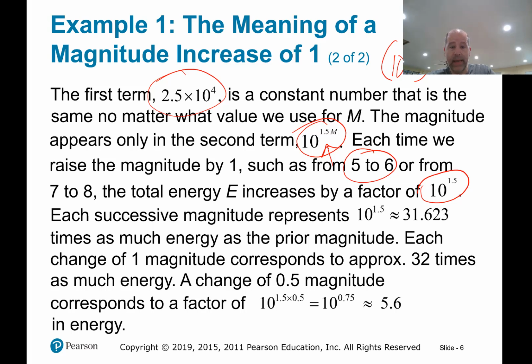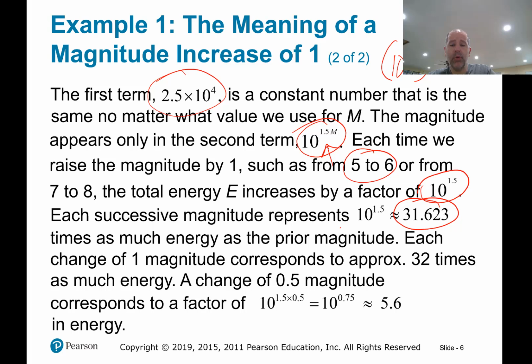Now, the cool thing is if we take 10 to the 1.5 power, we get approximately 31.623, which, if we round, gives us that 32 that we were given at the very beginning when we started talking about this scale. So again, it makes sense from our previous discussion, and it's true based on the formula.